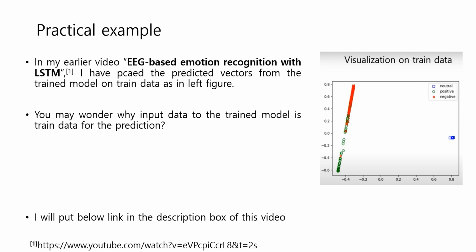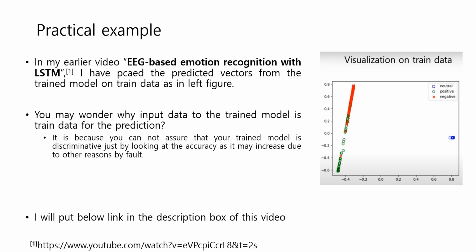And here you may wonder why the input data to the model is the trained data for the prediction. If you see the figure on the right, that is the visualization on trained data. It is because you cannot assure that your trained model is discriminative just by looking at the accuracy, as it may increase due to other reasons by fault. For example, in pre-processing, mapping the trained data to all the same labels accidentally will give high accuracy no matter what your model has learned.